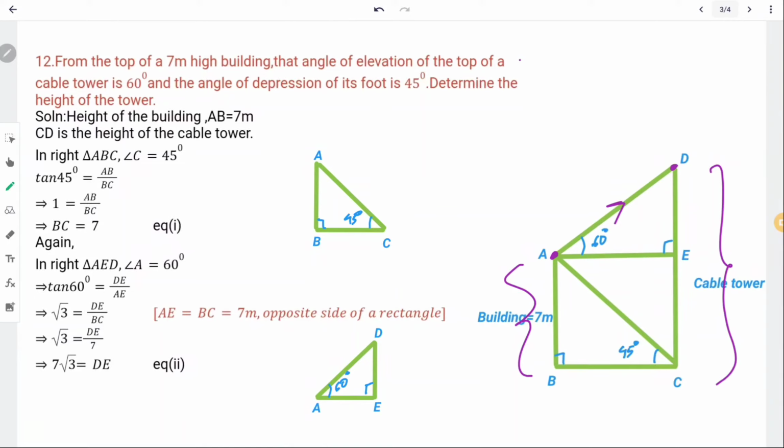It is 60 degrees. You can already see that we have marked it. And the angle of depression of its foot. So remember, you are up here at the top of the building. Because it's an angle of depression, you are looking down, at the foot of the cable tower. This is the foot of the cable tower, right? They've given us 45 degrees. The question is, determine the height of the tower.